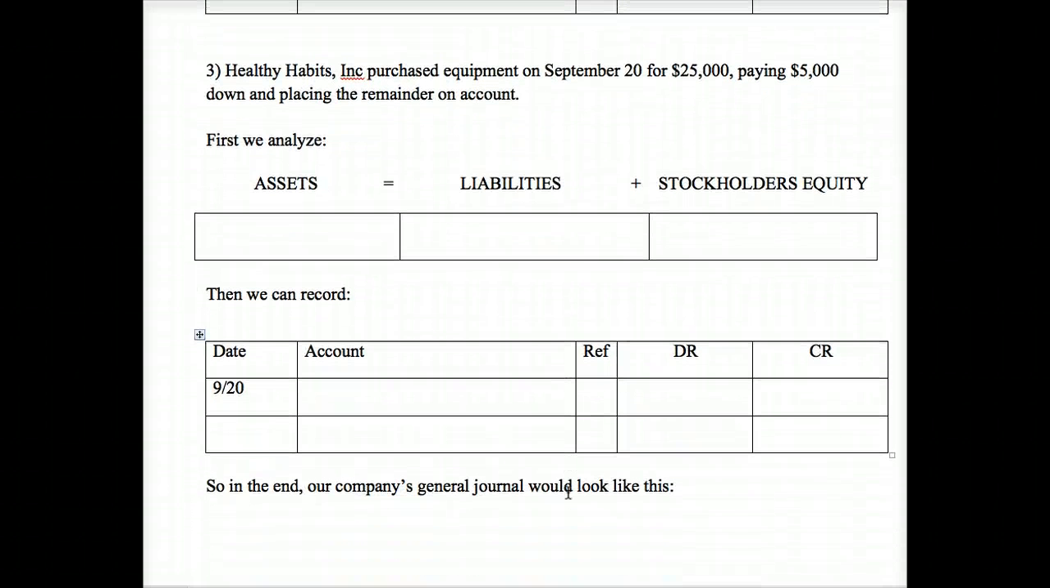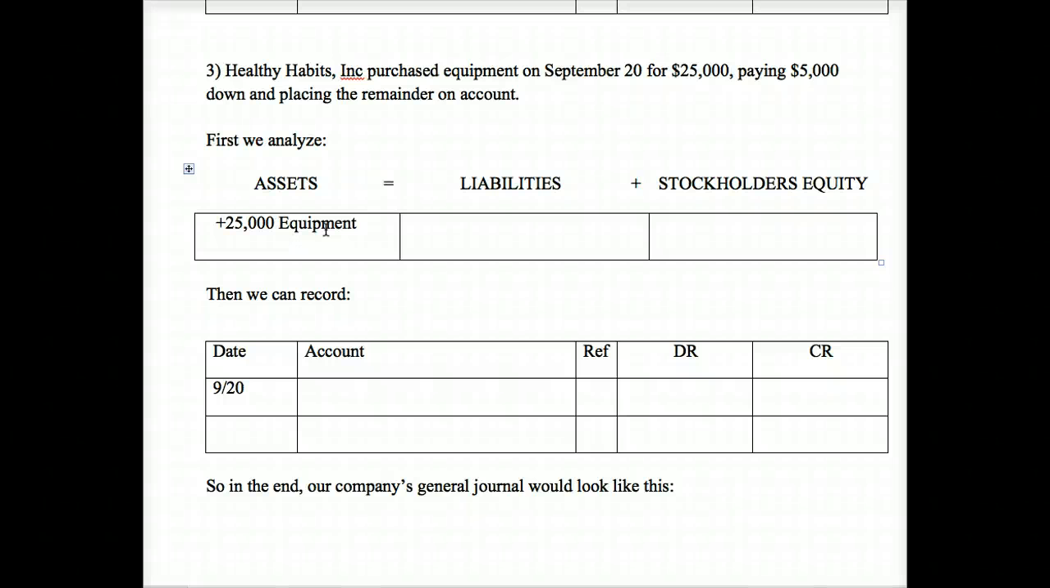And this was where we purchased the equipment on September 20th for $25,000. We paid $5,000 down and we placed the remainder on account. So now remember we said this impacted 3 accounts. And the first thing was we purchased equipment. Notice equipment, and how much did we pay for the equipment? We paid $25,000. So we said that our equipment would go up by $25,000. And we did say equipment was an asset because it brings us future benefit.